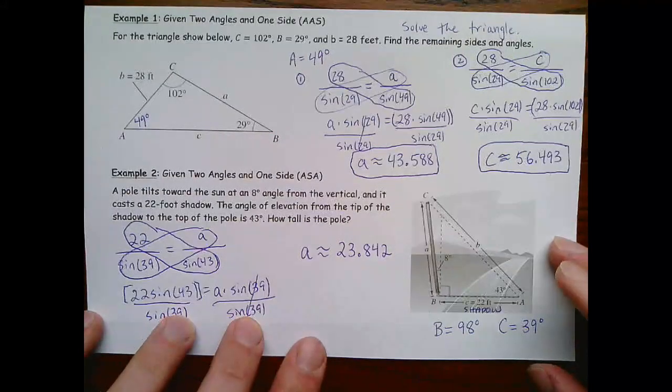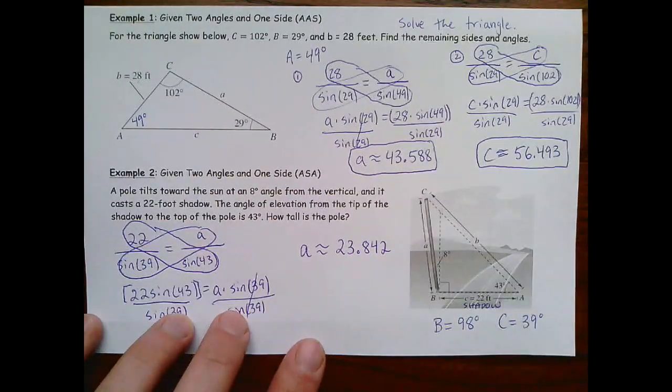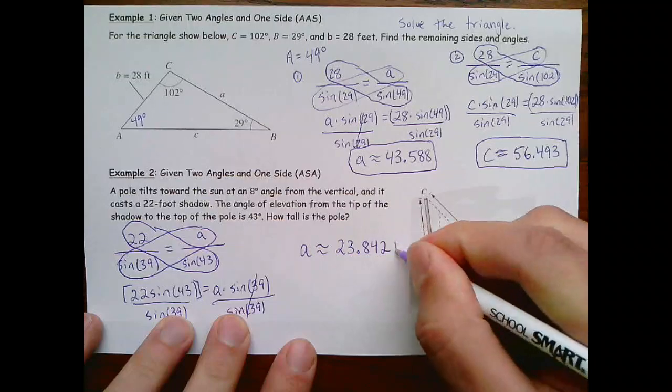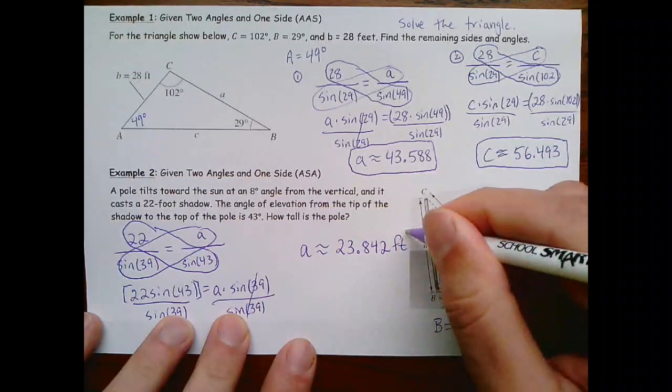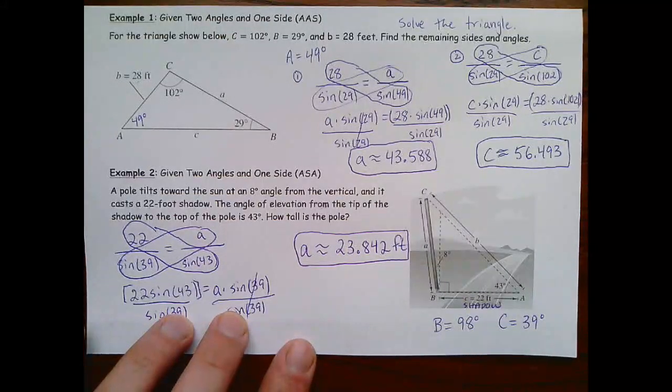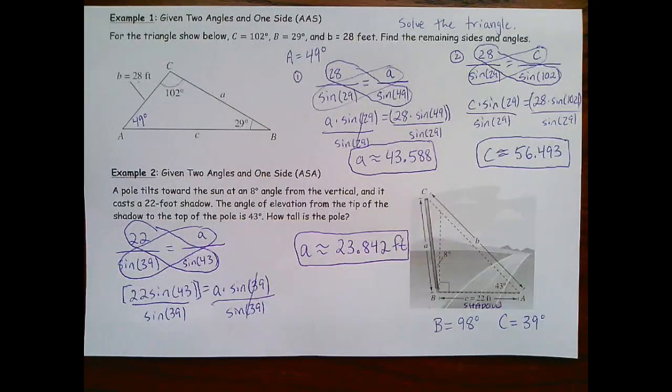Now, what are the units? Is this Cheeto Puffs, kick flips, Eclipse gums? What is this going to be, right? So in this case, if we're looking at A, we know it's the side length. We know the side lengths are in feet. So in this case, it's going to be 23.842 feet, approximately, because we are doing some rounding. It's not exact, but it's pretty darn close.